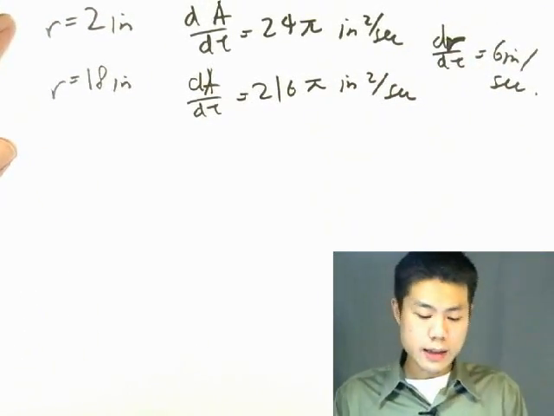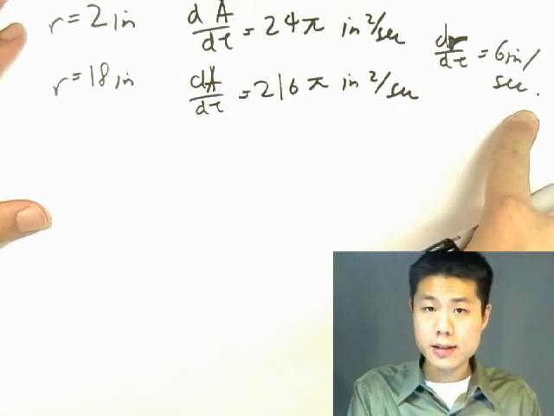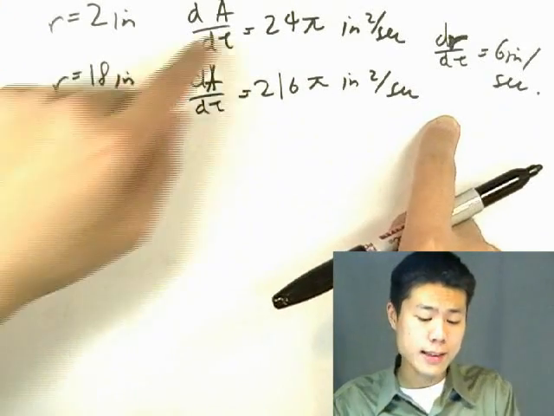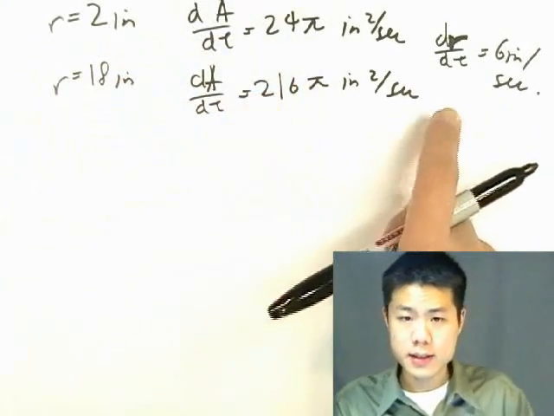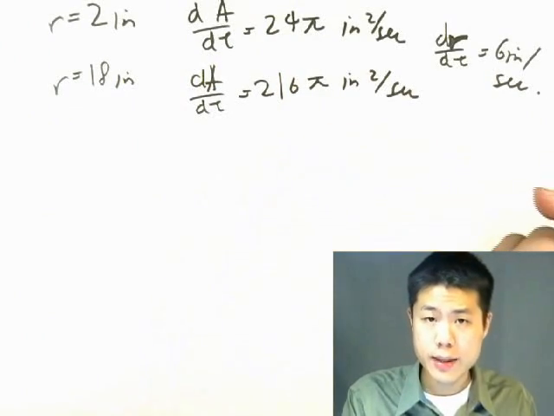Taking a look at this, what can you tell me? Well, the radius changes at a constant rate, whereas the area does not change at a constant rate. In fact, it's increasing. The rate at which the area changes increases. And does that make sense? Well, let's think about it.